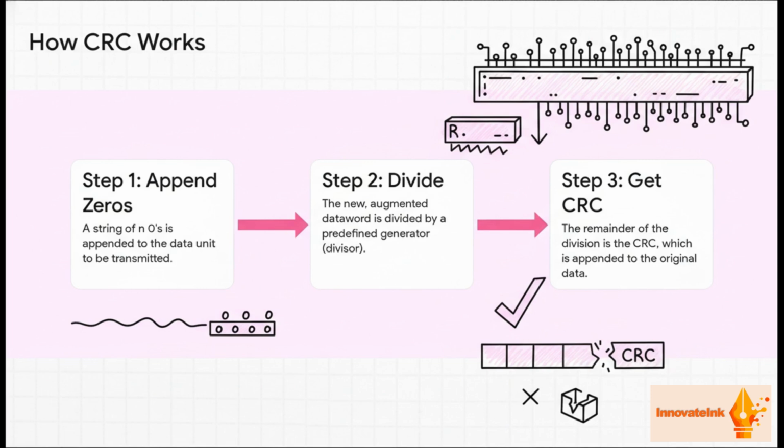Then the receiver does the exact same math. If the remainder on their end is 0, the data is almost certainly perfect. If not, the whole frame gets tossed out. The magic is all in the math. It's specifically designed to be super sensitive to those common burst errors.